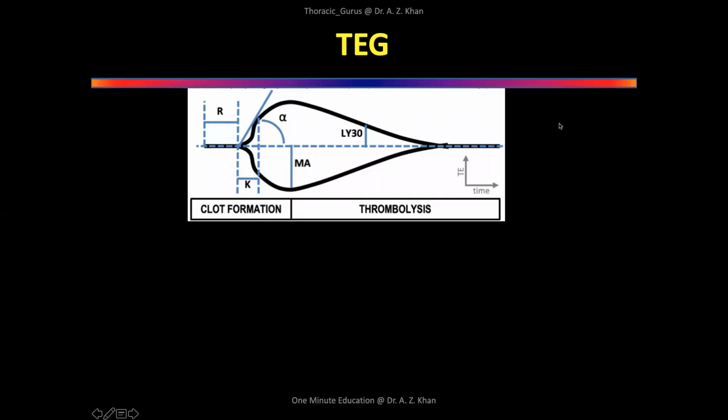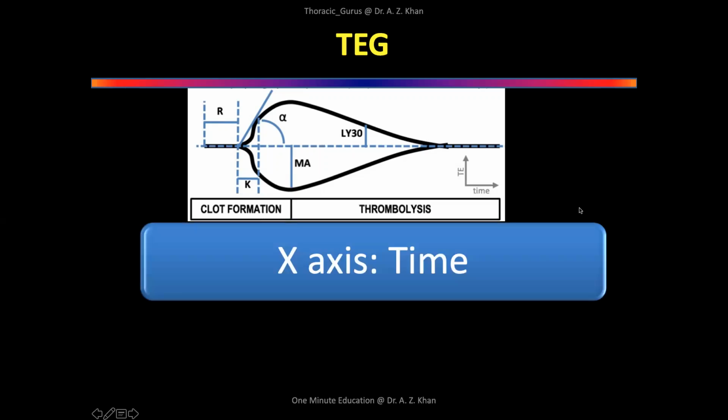So what is on the x-axis of a TEG? This is the x-axis, and this is the y-axis. What is on the x-axis? You can see it here. Time. Okay, x-axis is time. So as you're moving along, this is the time it's taking for the clot to form. What's on the y-axis?